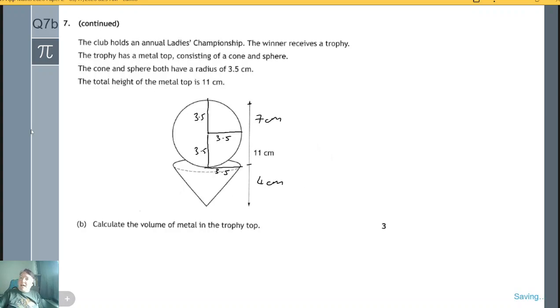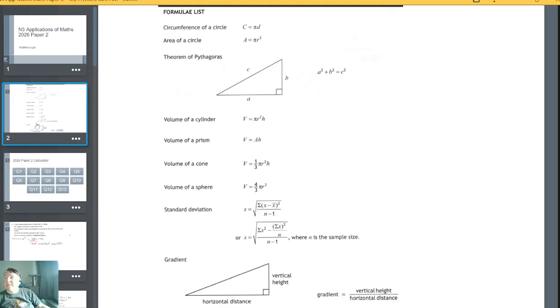I'm doing this because I have done these too often, and that's the one where they usually trip me up. So I'm parking on what I know. The total height from the top to the bottom is 11. And we're to calculate the volume in the trophy top, and this whole thing is called the trophy top. Right, so we need the cone and a sphere. We need their formulas for both. So let's skip back and get the cone and the sphere.